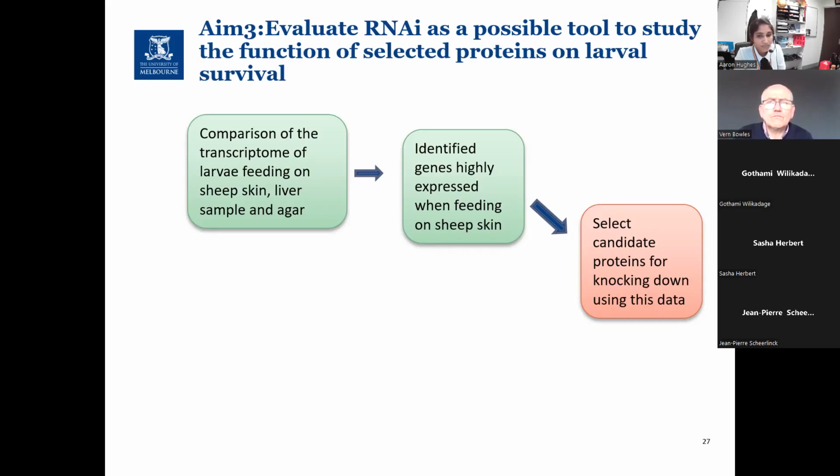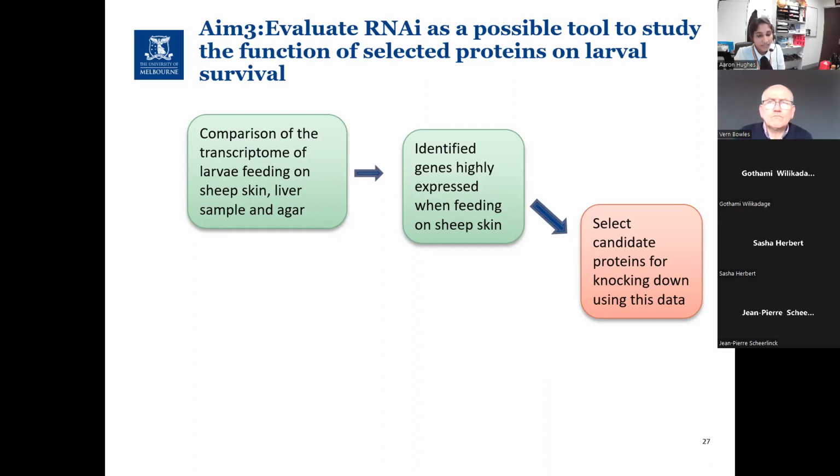What they found is that certain genes are highly expressed when the larvae were feeding on the sheep skin compared to the liver and the agar samples. And they selected these proteins to be used as candidate proteins for the RNAi technique.